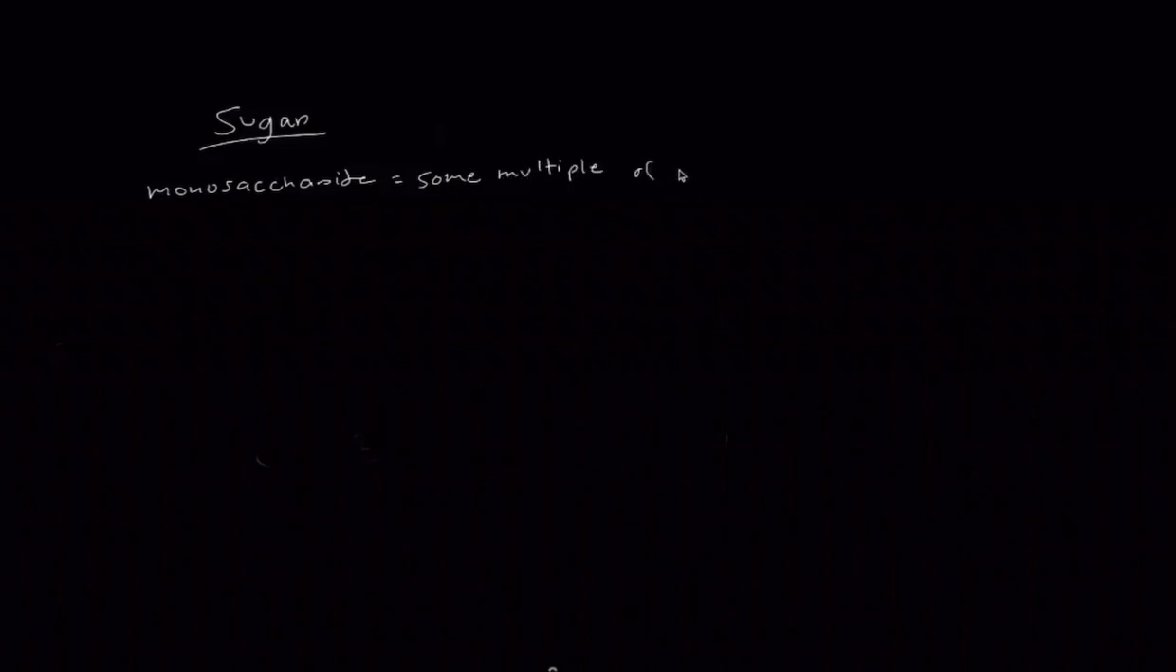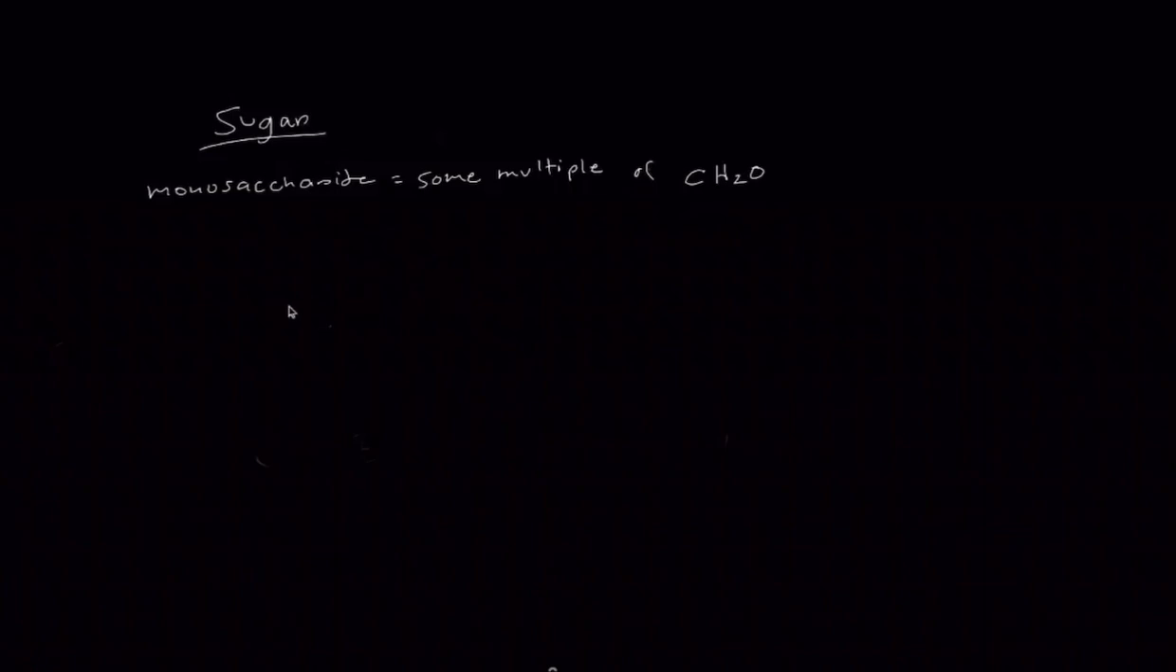So we'll start with the most popular type of carbohydrates, and that is sugar. Essentially, all sugar is a monosaccharide. Monosaccharides essentially are compounds that have some multiple of CH2O. So if I was to take a compound and divide it by CH2O and it actually resulted in a multiple of CH2O, then we know that it's a sugar.